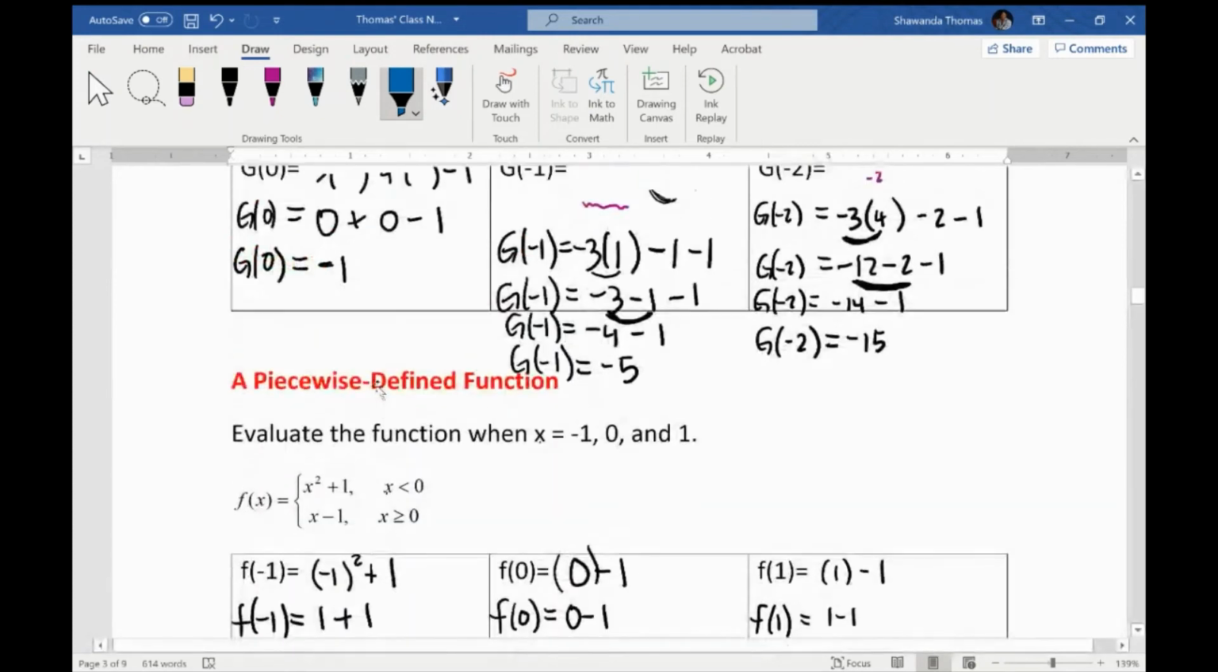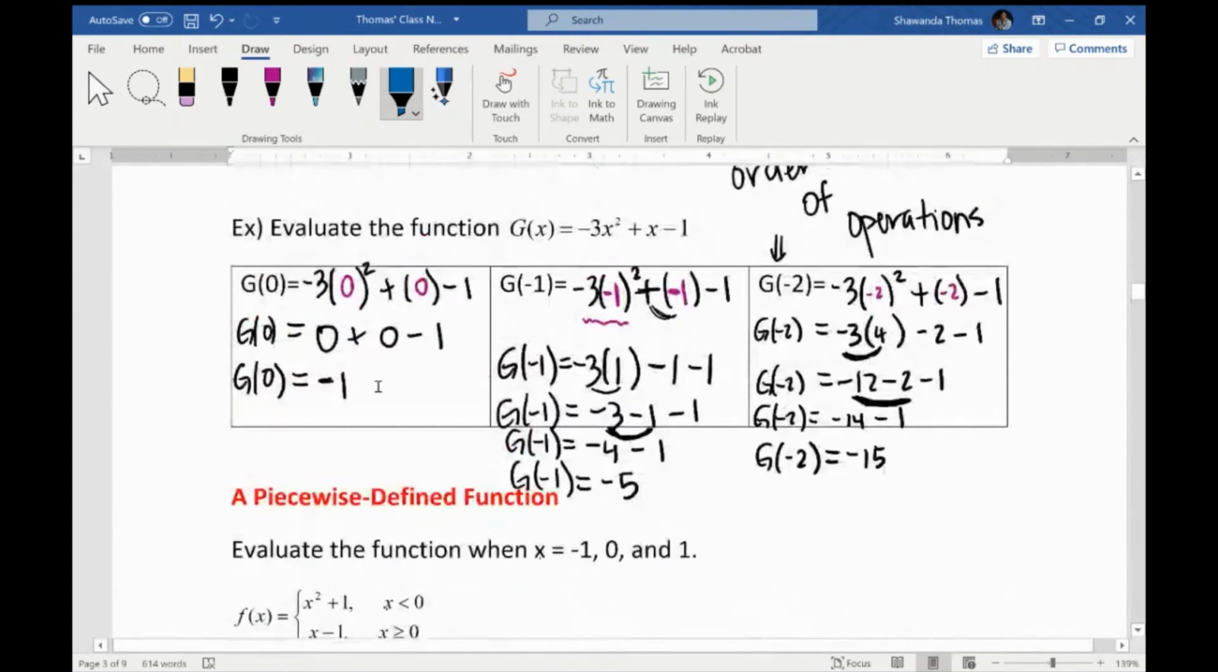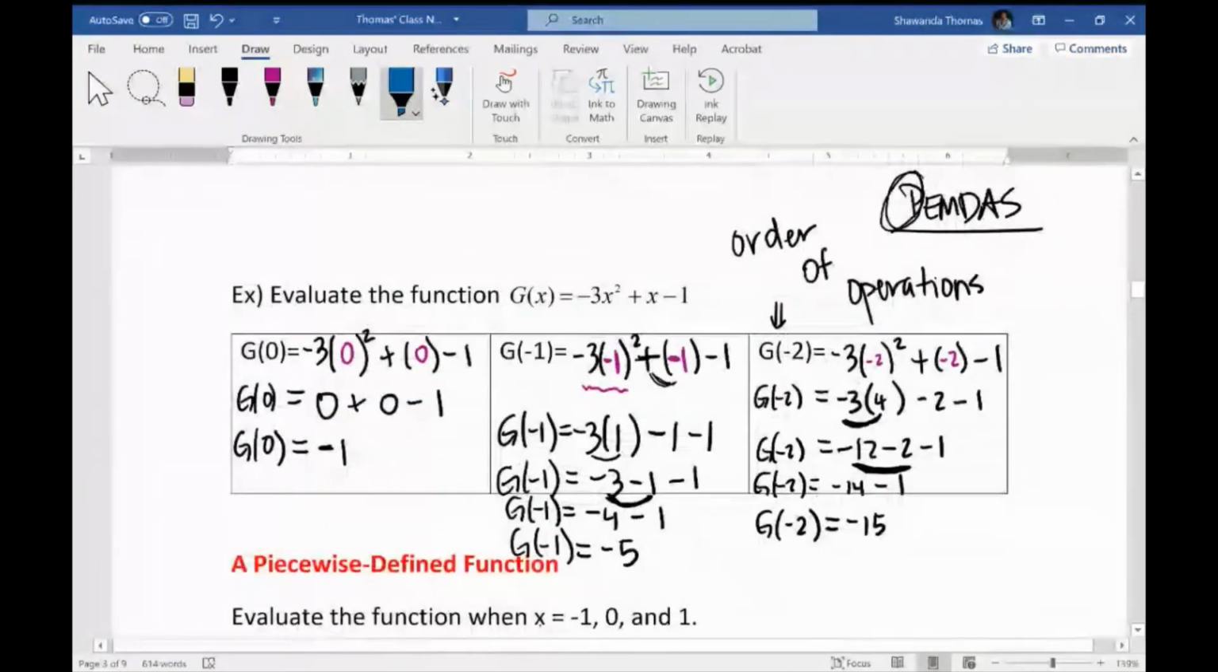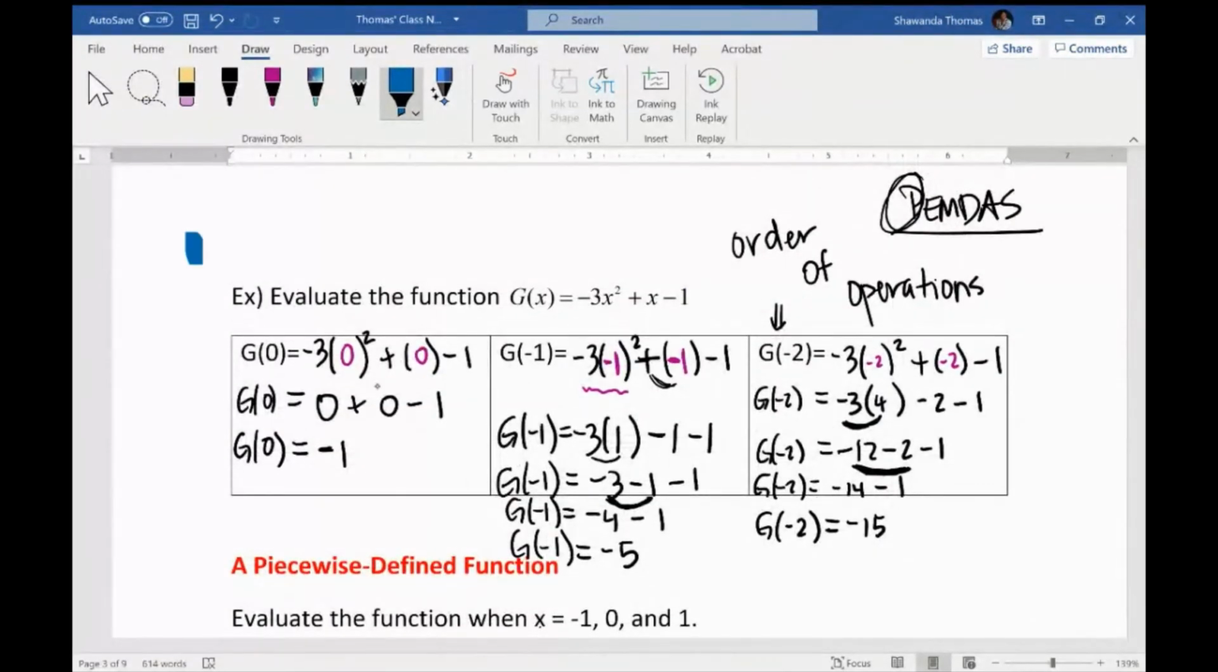All right. For this problem right here, I'm going to go back anyway. I said I was going to skip it.